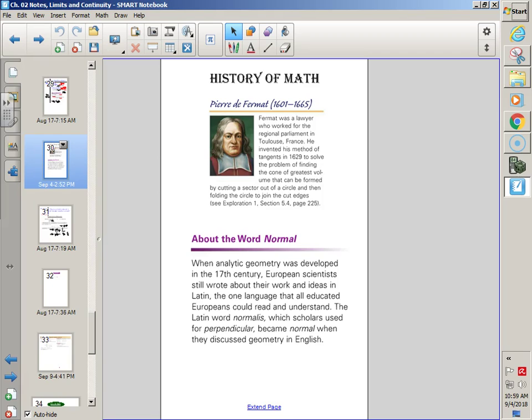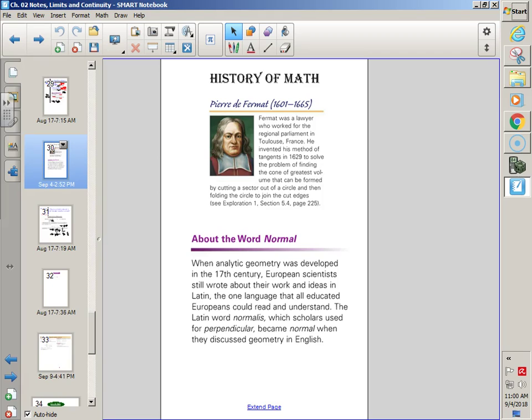History of mathy stuff. Pierre de Fermat. Here, Jake. How do you say his name? Oh, there you go. That guy was a lawyer who worked for the regional government in Toulouse, France. He invented his method of tangents in 1629 to solve the problem of finding the cone of greatest volume. You guys realize these things that we just say, oh yeah, that's calculus stuff, they actually were discovered to solve a problem.